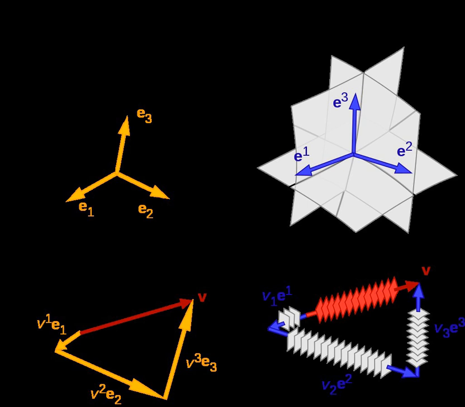Or in indices, i equals j equals 1 to n of ∂x^j/∂y^i ∂/∂x^j. That is, ∂/∂y^i = sum over j = 1 to n of (∂x^j/∂y^i) ∂/∂x^j.